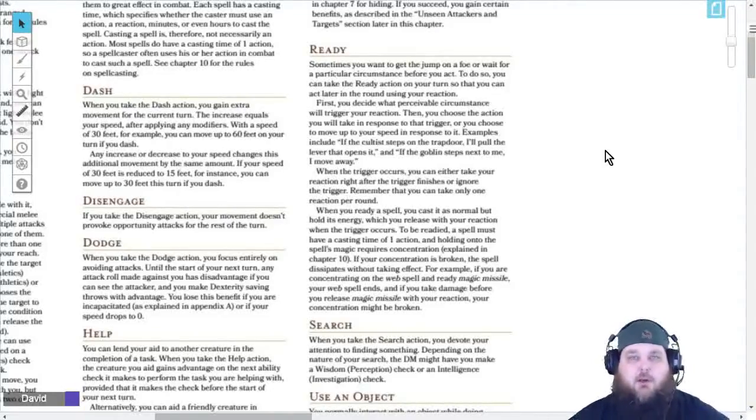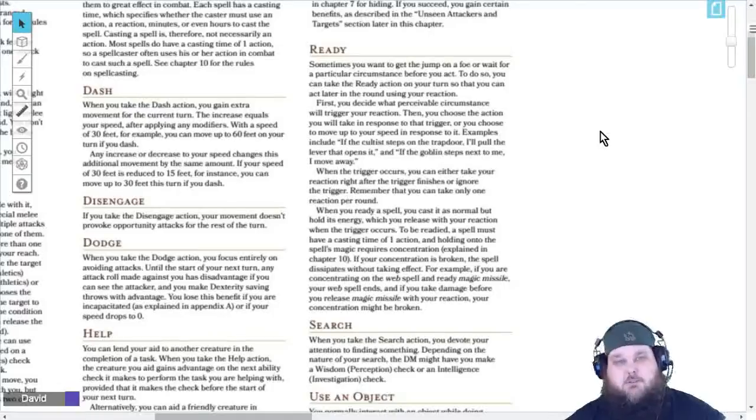I've seen players take an attack of opportunity, and then say, the creature's close to me, I attack. Well, I'm sorry, you've already used your reaction on the attack of opportunity. So be smart about that. Save your reaction for your readied action. Whenever you decide the perceivable circumstance that will trigger your reaction, you need to choose that. An example is, if the cultist steps on the trapdoor, I want to pull the lever. So, bam, you pull the lever. The cultist probably has to make a Dexterity saving throw as he falls into the trap.